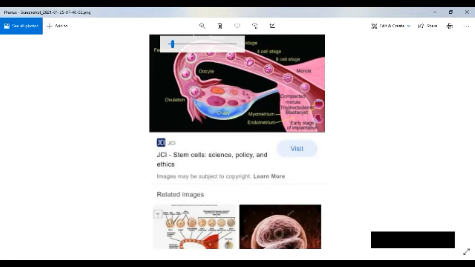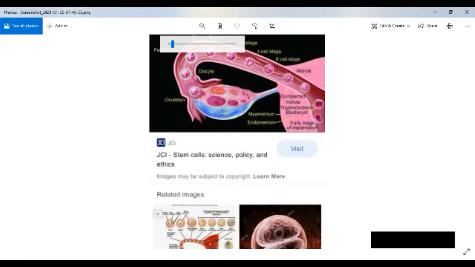The zygote will first divide into 2 cells, then 4 cells, then 8 cells. Likewise, the number of cells increases, and each stage is different. Finally, the zygote will be converted into another form, and as an embryo it will be attached to the inner wall of the uterus. So this is what is happening during fertilization.